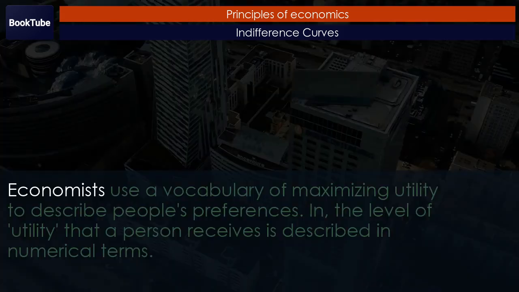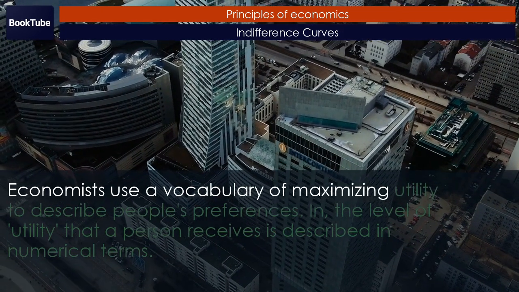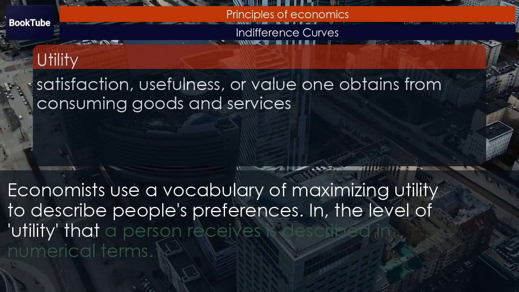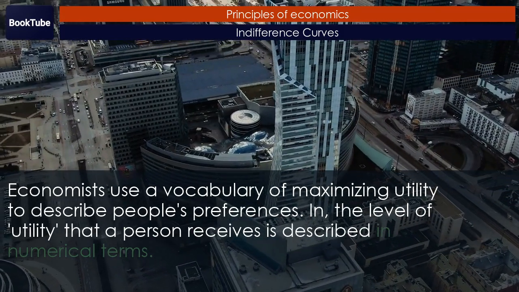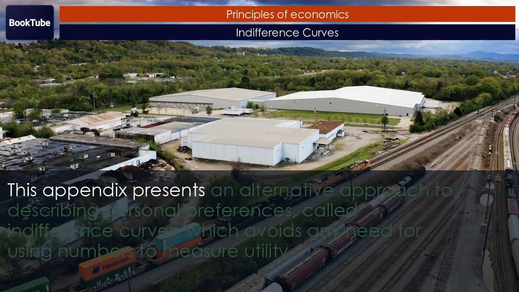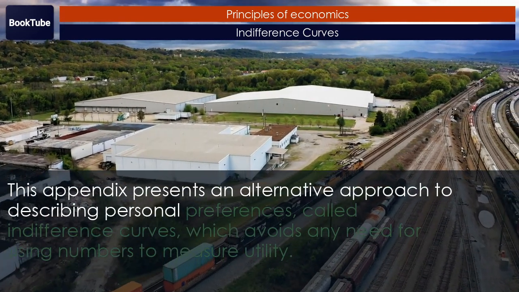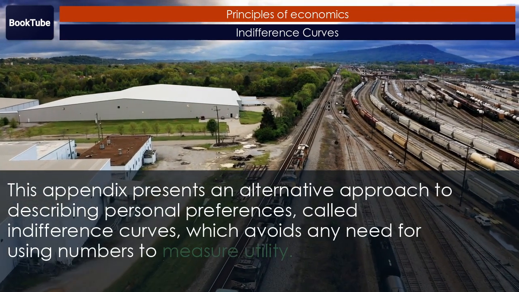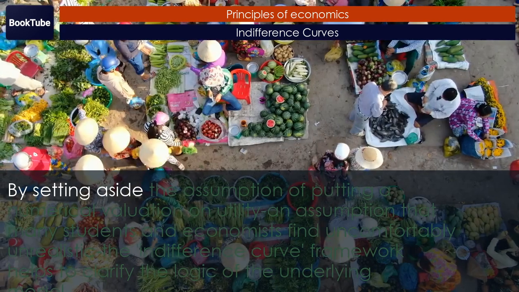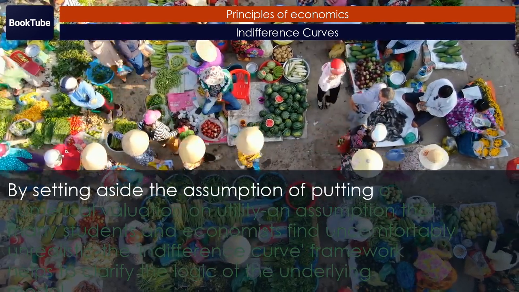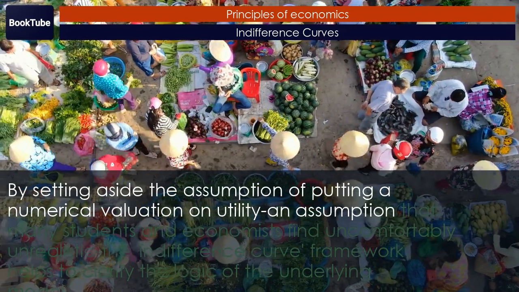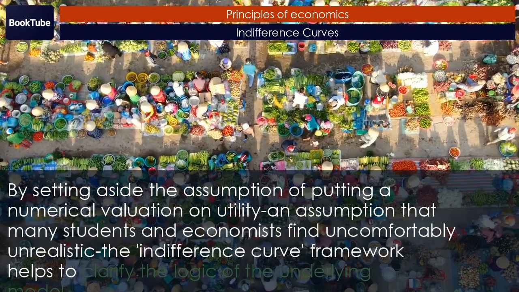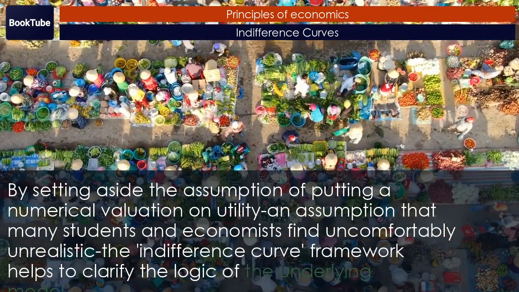Indifference curves. Economists use a vocabulary of maximizing utility to describe people's preferences. The level of utility that a person receives is described in numerical terms. This appendix presents an alternative approach to describing personal preferences, called indifference curves, which avoids any need for using numbers to measure utility. By setting aside the assumption of putting a numerical valuation on utility, an assumption that many students and economists find uncomfortably unrealistic, the indifference curve framework helps to clarify the logic of the underlying model.